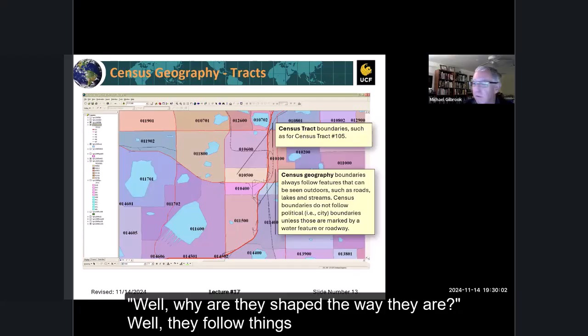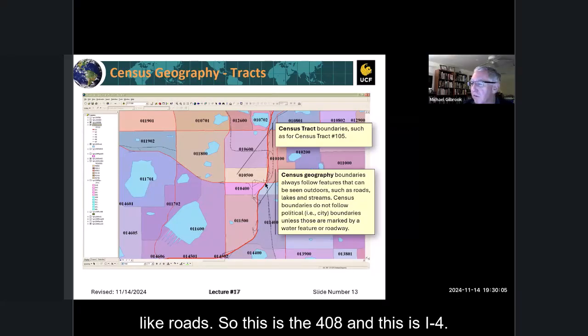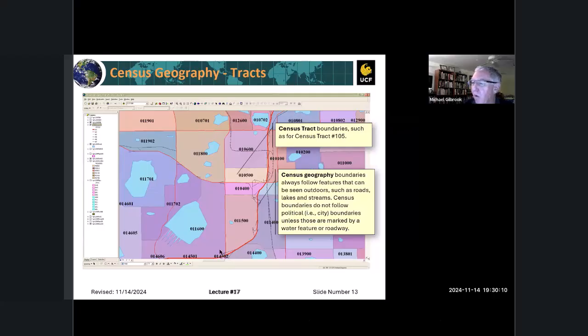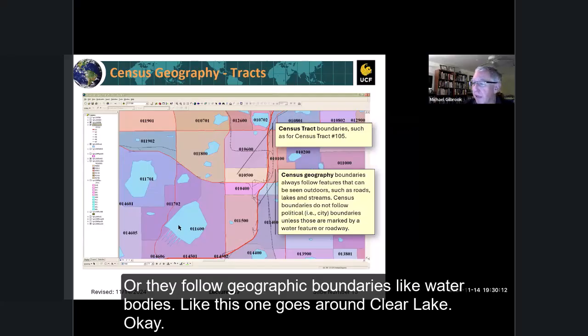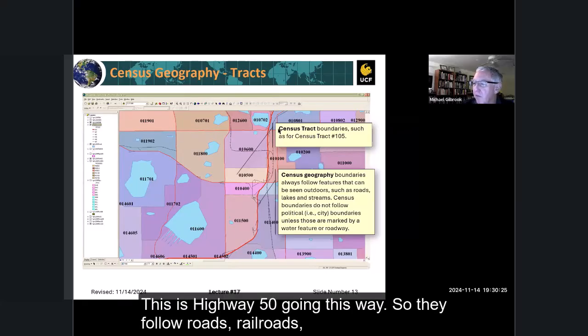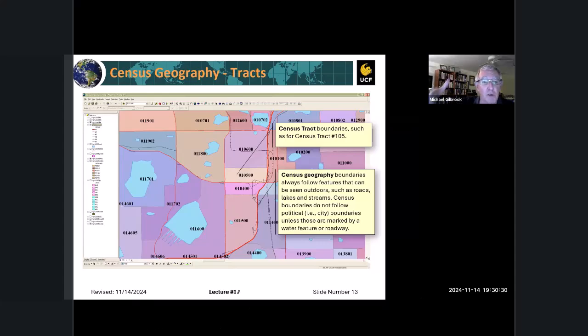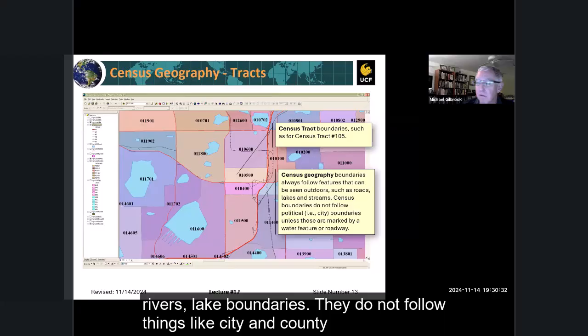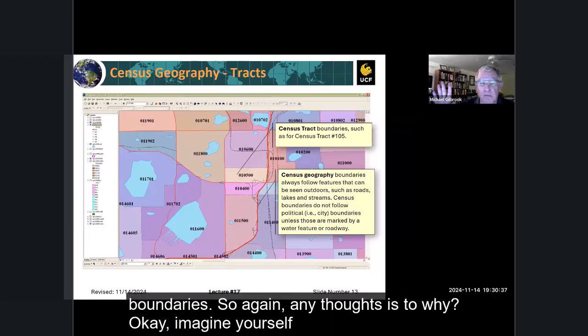Well, they follow things like roads. This is the 408, and this is I-4. Or they follow geographic boundaries like water bodies, like this one goes around Clear Lake. So this is another road. This is Orange Blossom Trail going this way. This is Highway 50 going this way. So they follow roads, railroads, rivers, lake boundaries. They do not follow things like city and county boundaries.